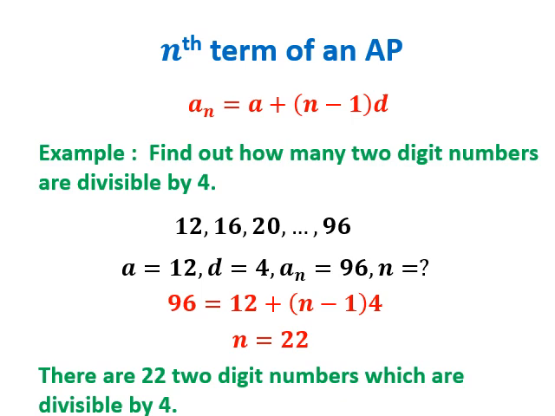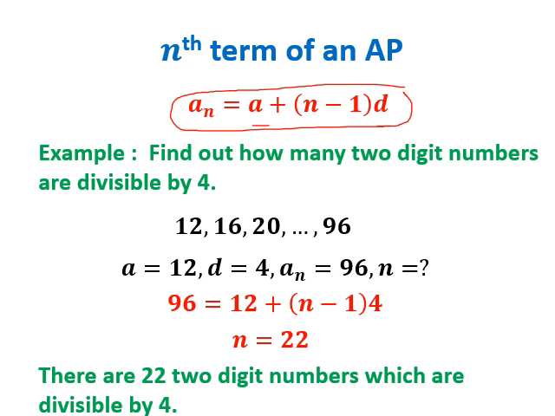The nth term is given by the first term a plus (n minus 1) times the common difference. Please remember this as a formula, friends. This is very important, and I will give an application of this formula with this particular example.